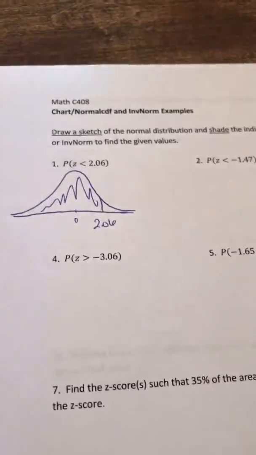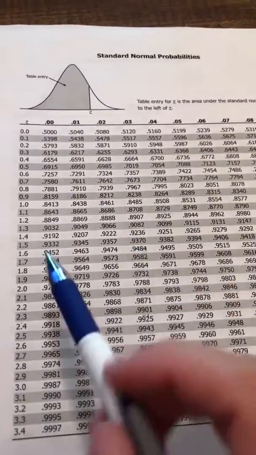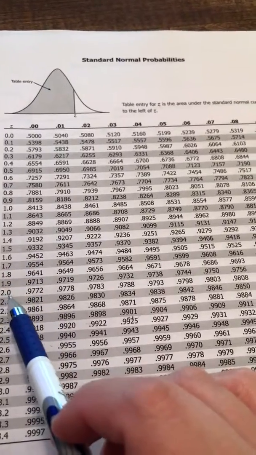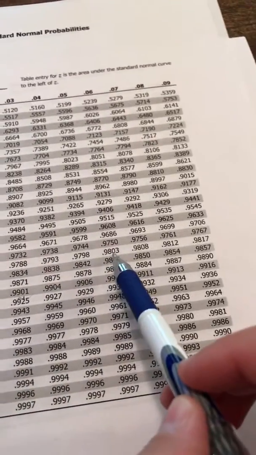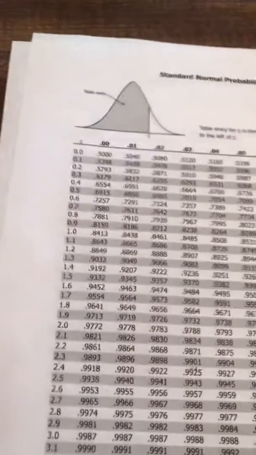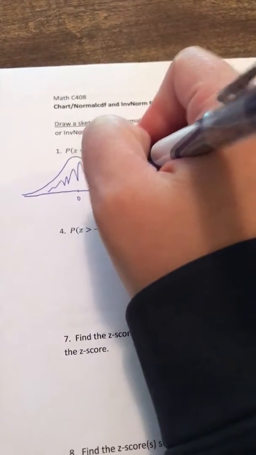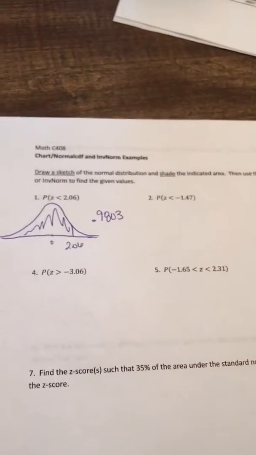If I use the chart, go to 2.06 on my chart that's posted. So I go to 2, which is here, over to 0.06. We should be at 0.9803. You can use normal CDF on the calculator if you would prefer, but most people think the chart's easier.